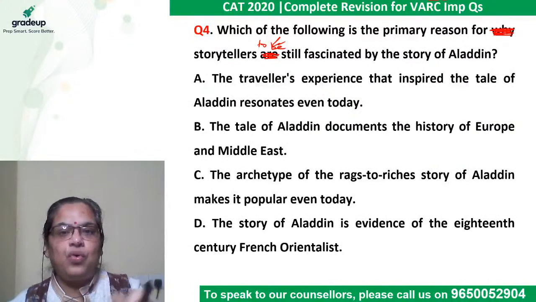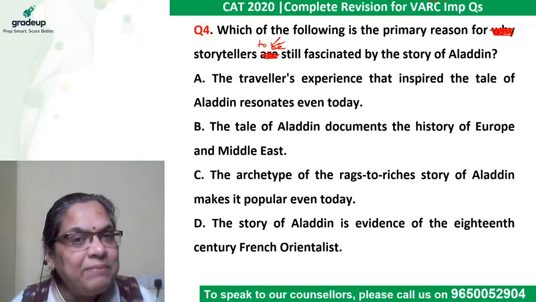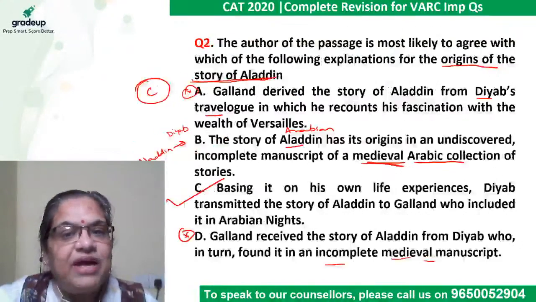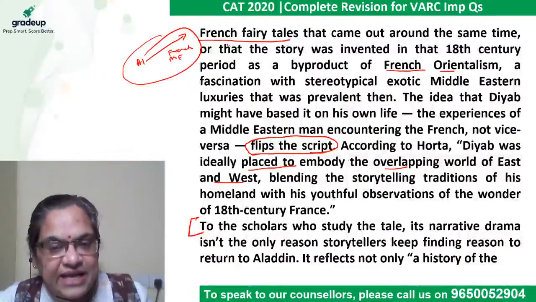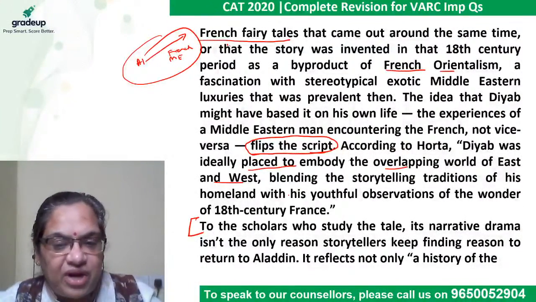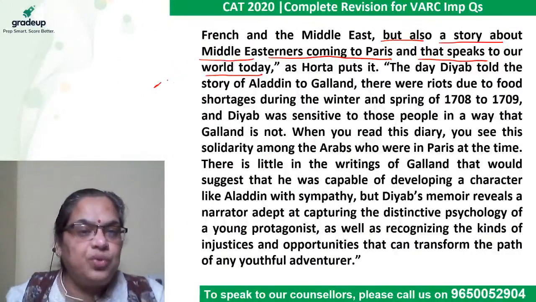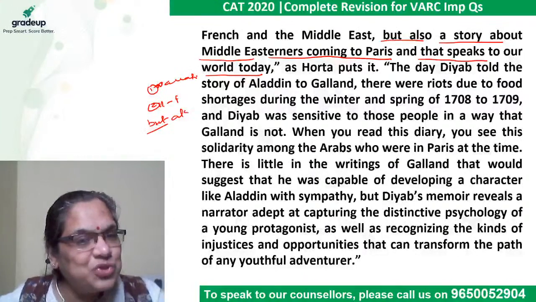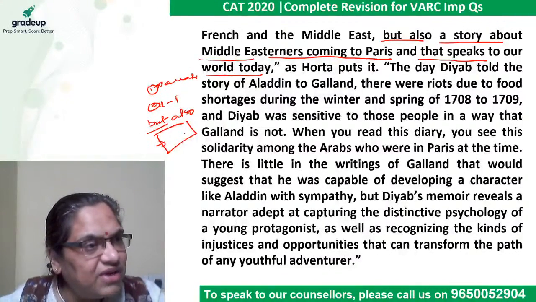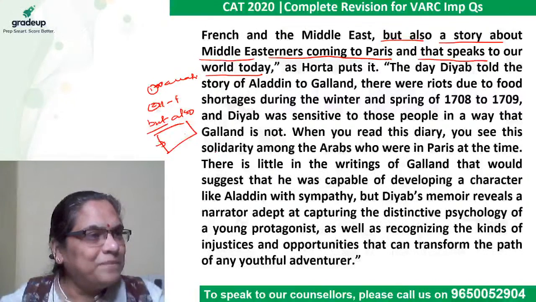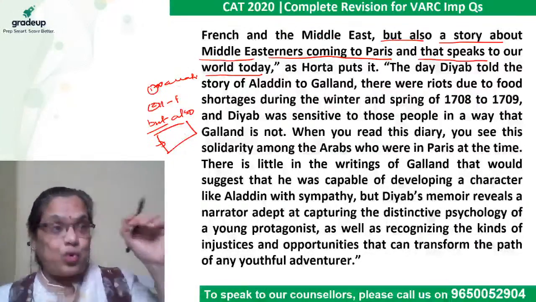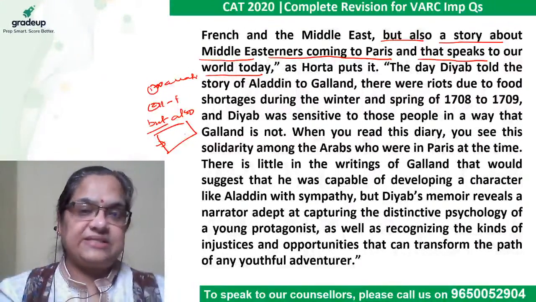Alright, 4. What is the primary reason why we are still fascinated by the story of Aladdin? Go back. Where does he talk about it? He says it is not just the narrative drama. It is not only a history. So what is Aladdin's story? It's a narrative drama. It's a history of the French and Middle East, but also, so what follows but also is the main reason why we are going back first, which is, it is about people traveling to Paris, and that story of a traveler is what fascinates us.